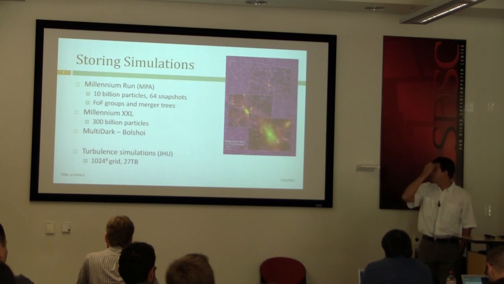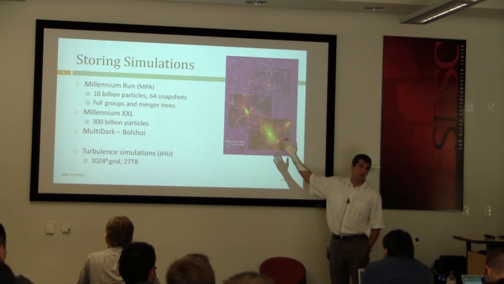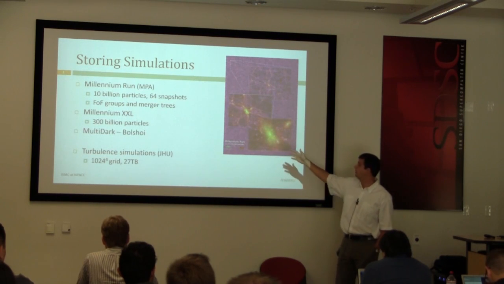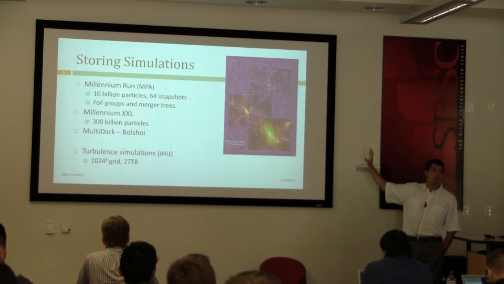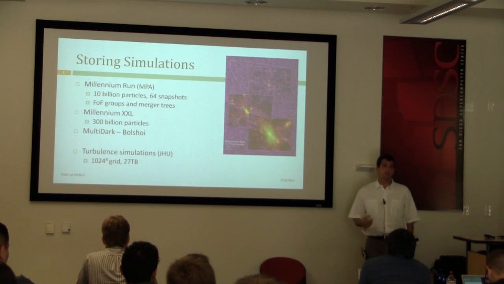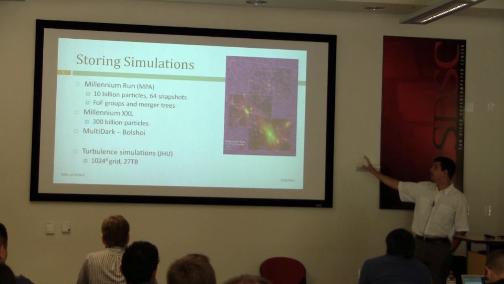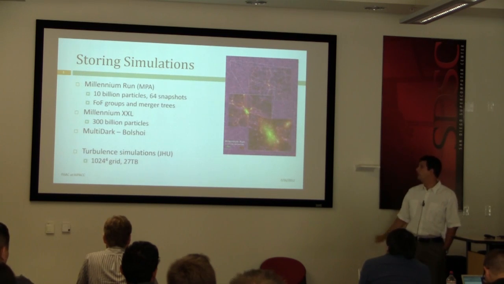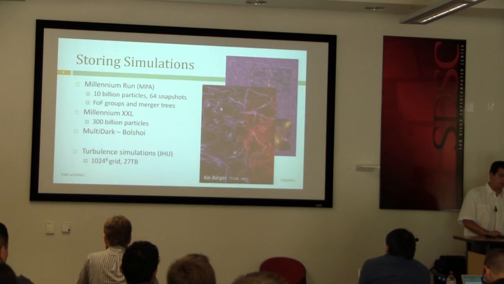Now, why put them in databases? These are just examples that you already know about: the Millennium, the Millennium XXL, and the Bolshoi, the MultiDark. These are all things that currently are served not just in file servers, but also through very advanced query interfaces, in databases, and also turbulence simulations. Hopkins has a big turbulence simulation online as well. Here's a nice plot of that.